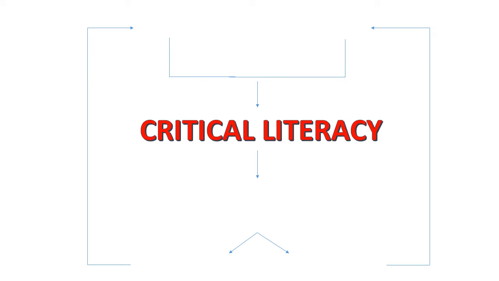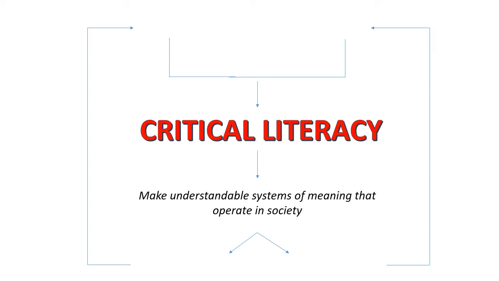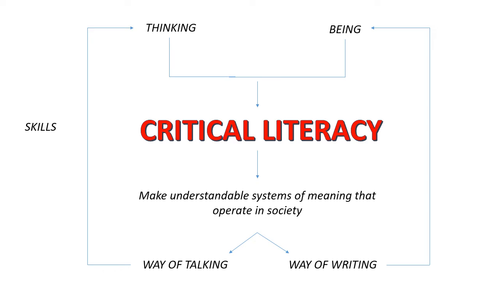Okay teacher, here we have critical literacy. Critical literacy tries to make understandable the system of meaning that operates in society. How? By way of talking or writing. It goes in order to clarify the way of thinking and the way of being, and this converges to critical literacy.